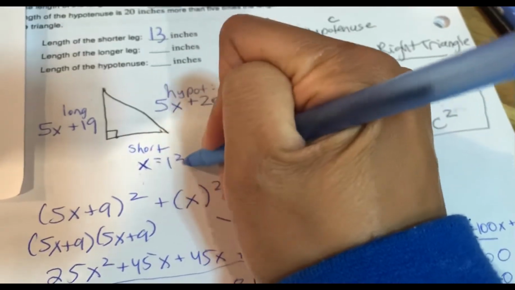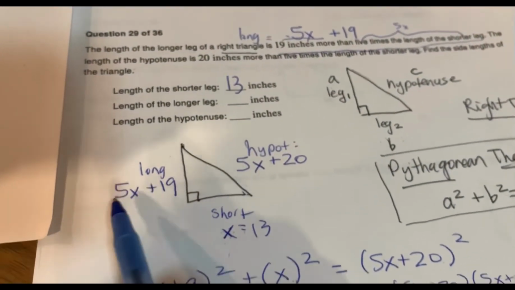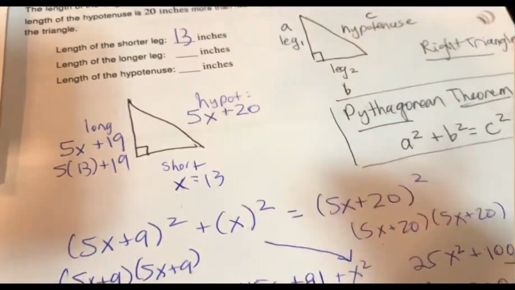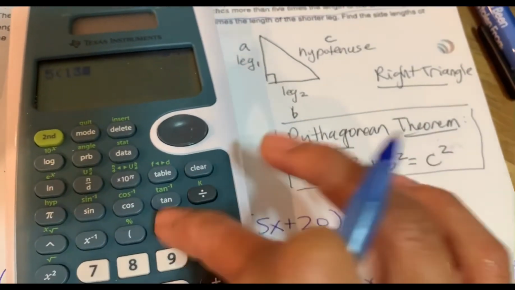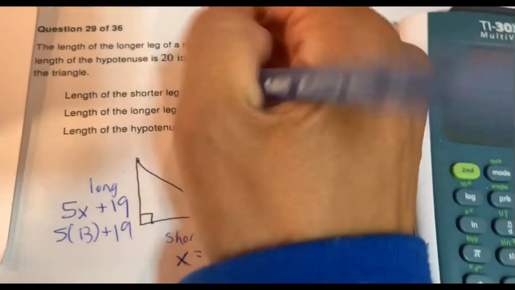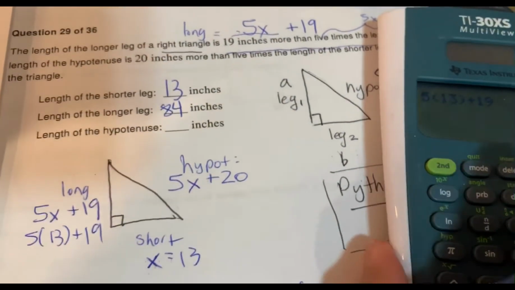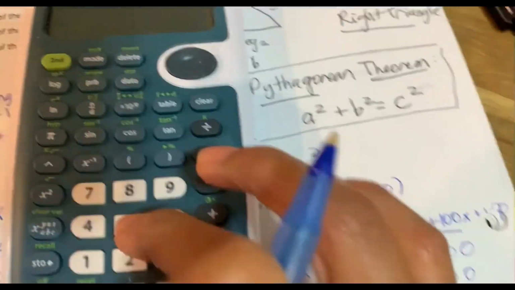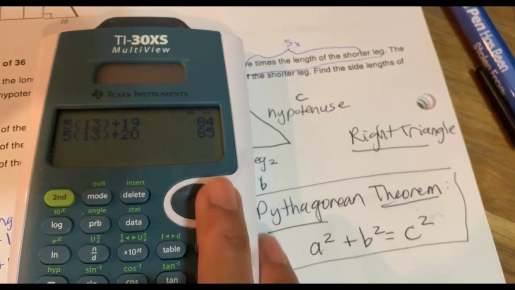So if this is 13, then what is the long length of the longer leg? So what I do is I just plug it in. 5 times 13 plus 19. So I'm going to take out my calculator here because 5 times 13 plus 19 is equal to 84 inches. And then the length of the hypotenuse is going to be 5 times 13 plus 20. So 5 times 13 plus 20. So that's going to be 85.